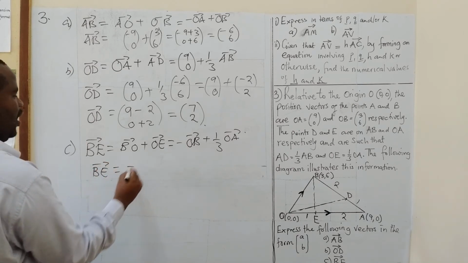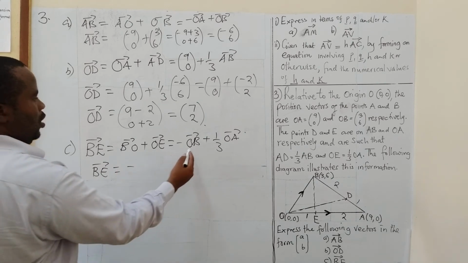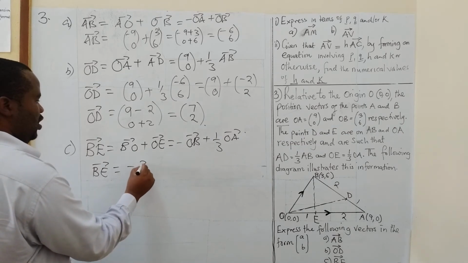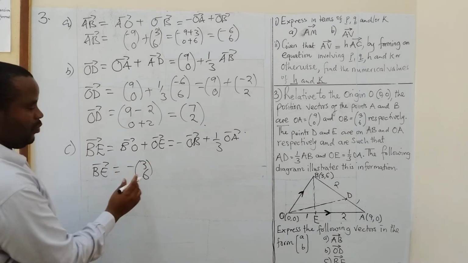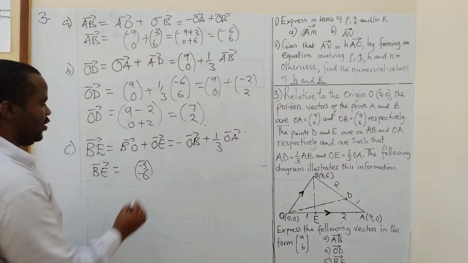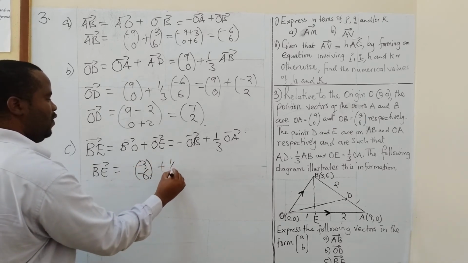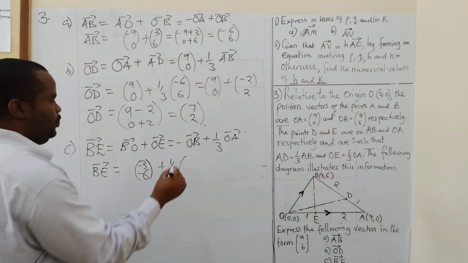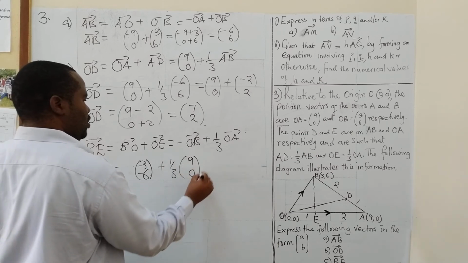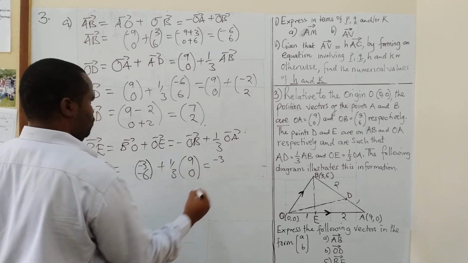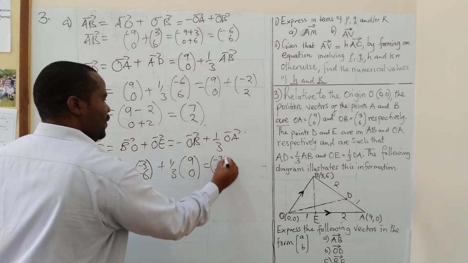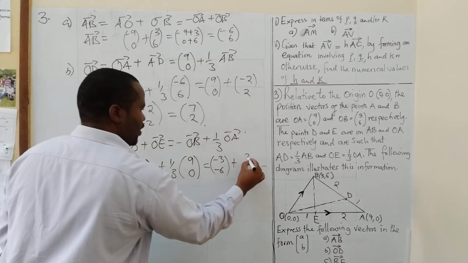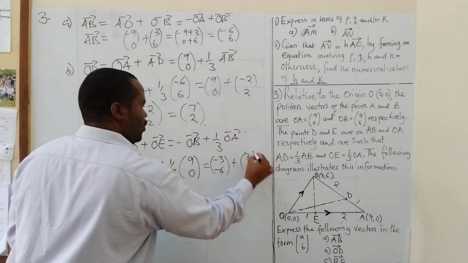So BE is equal to the negative of what? OB. What is our OB? 3, 6. It's supposed to be like that. When you distribute, there will be a negative here, right? Plus 1 over 3 of, what is OA? Our OA is 9, 0. This will be equal to negative 3, negative 6, plus a third of 9 is 3. A third of 0 is 0 itself.